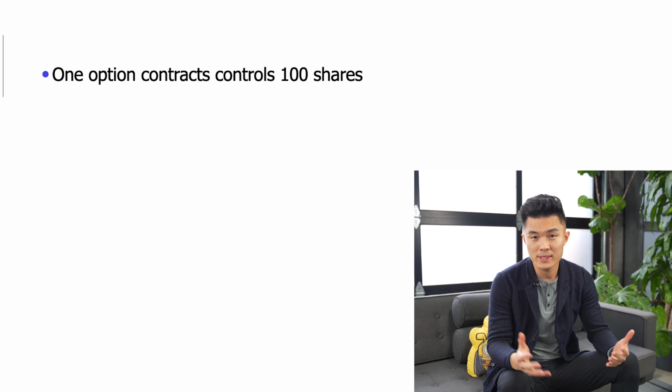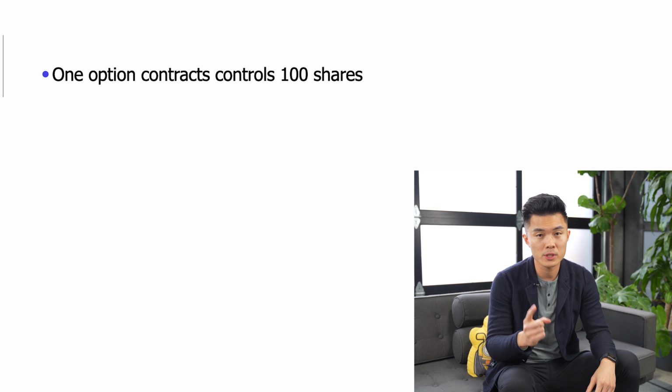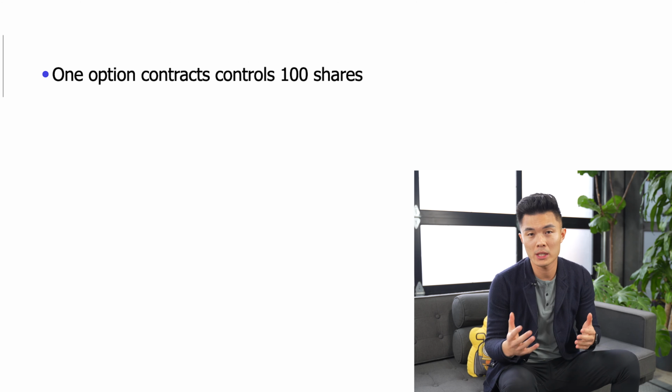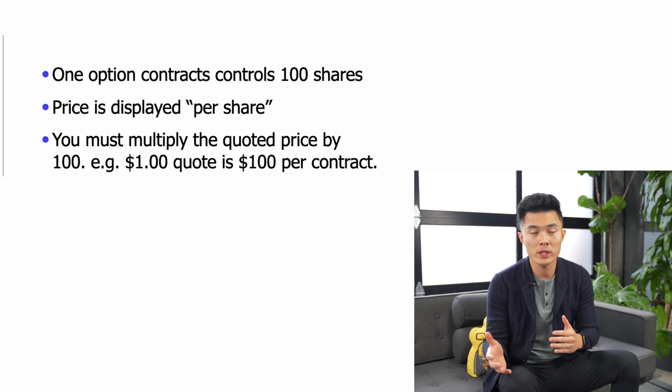So really, what is an option contract? One option contract controls 100 shares of the stock. So when you trade an option and you see a 1.00, technically you're either paying 1.00 times 100 or you're getting paid 1.00 times 100.